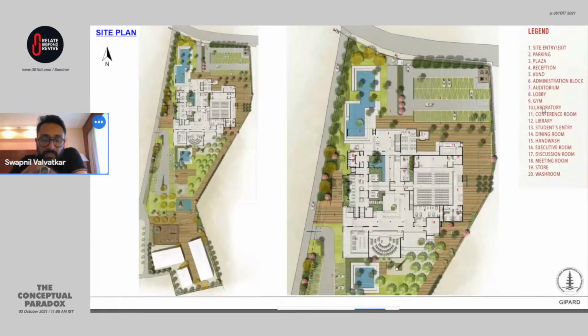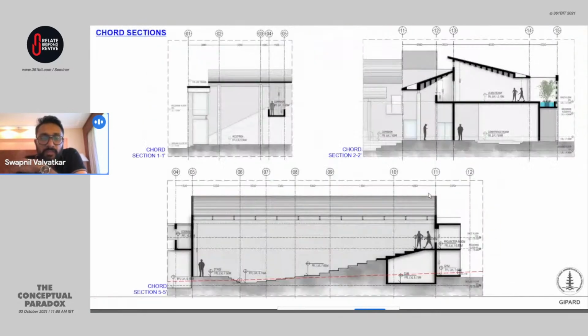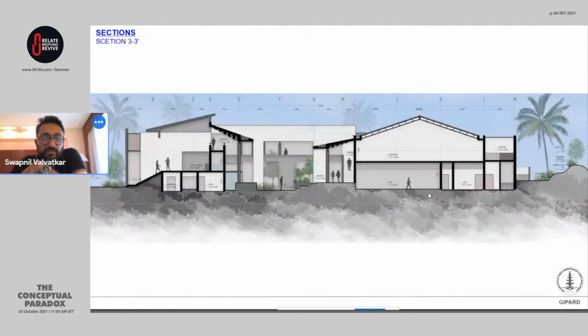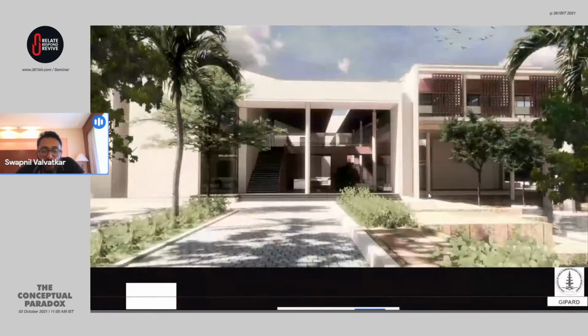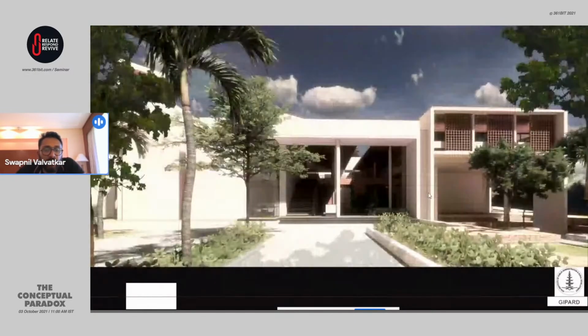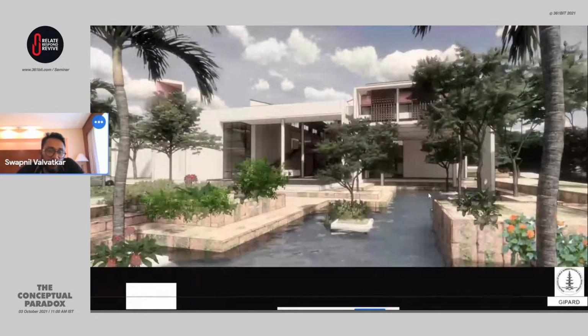Classrooms, plans, at various levels. That's the master plan. Then you have the institute, various plans, various sections. This is when you enter the building. This is how you go. That's the water body I'm talking about. There were a few rooms at the higher level.